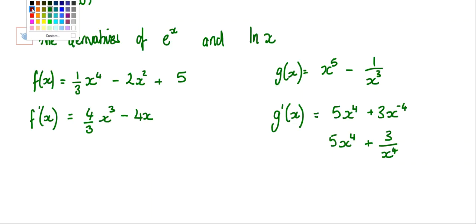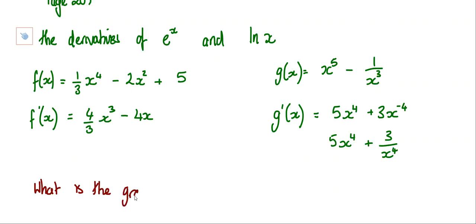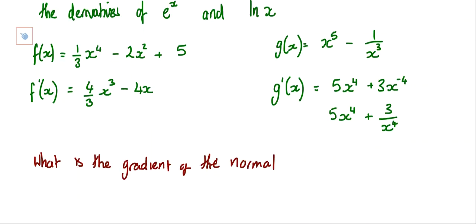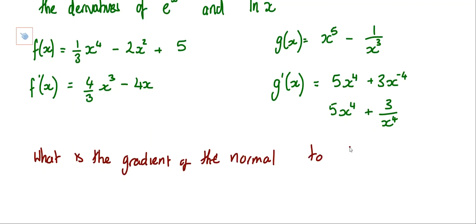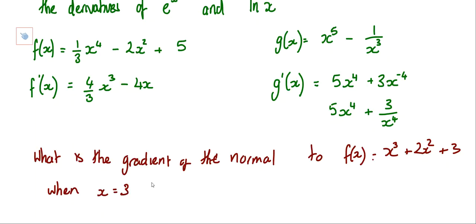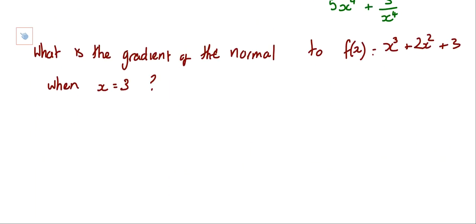And if I were to ask you, what is the gradient of the normal to f of x is x cubed plus 2x squared plus 3 when x equals 3. You might need to do a bit of working out on that one. So what is the gradient of the normal to f of x equals x cubed plus 2x squared plus 3 when x equals 3?